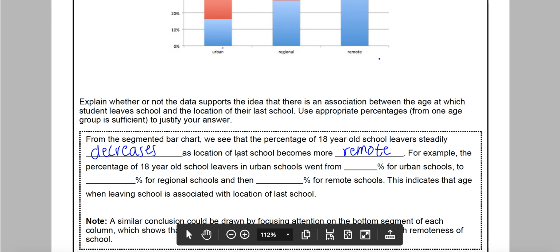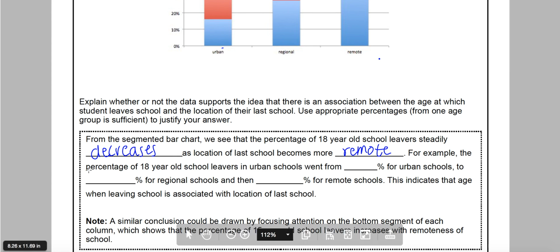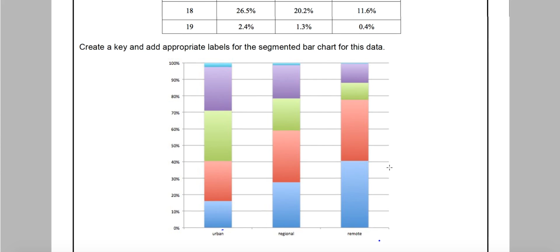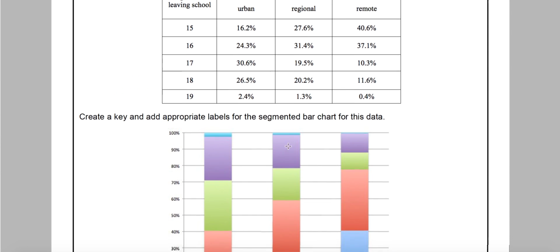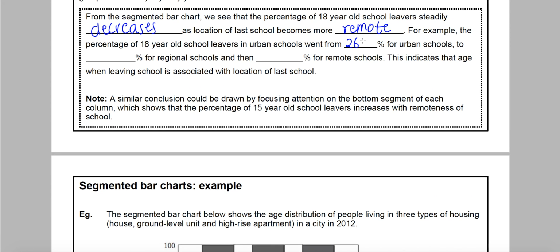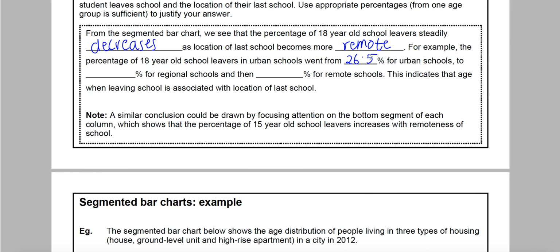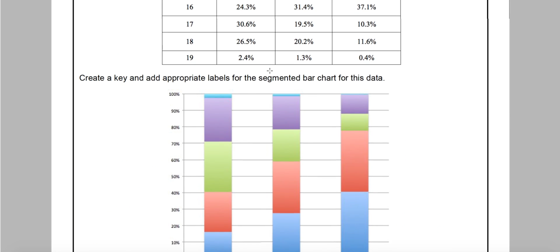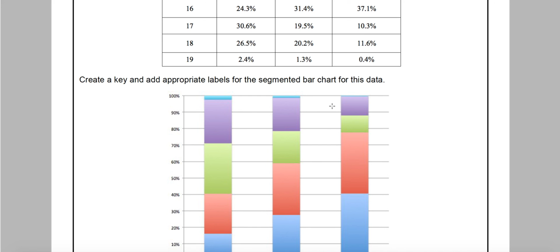Whenever you make a statement like this, you want to back it up with some percentages. So, for example, the percentage of 18-year-old school leavers in urban schools went from, what percentage for urban schools? 26.5%. To what percentage for regional schools and then what percentage for remote schools. So you're quoting that progression, that decline in percentage of 18-year-olds leaving school. So we've got 20.2, then 11.6.